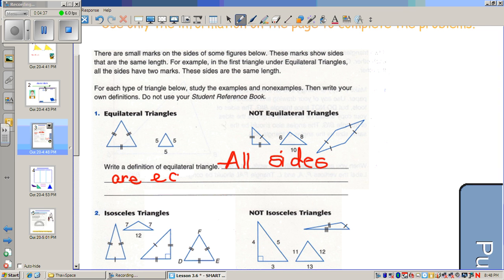Another thing to know is that all angles are equal too. The angles would all be the same in an equilateral triangle. One thing we do know about triangles is they all total 180 degrees. So in an equilateral triangle, they would all equal 60, because 60 times 3 would give me 180.